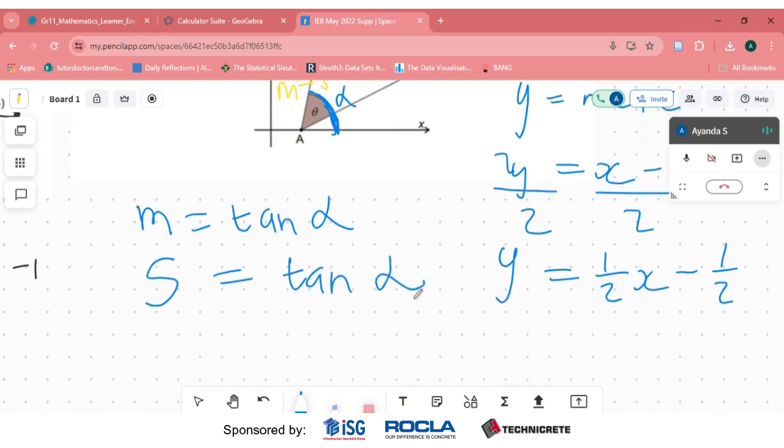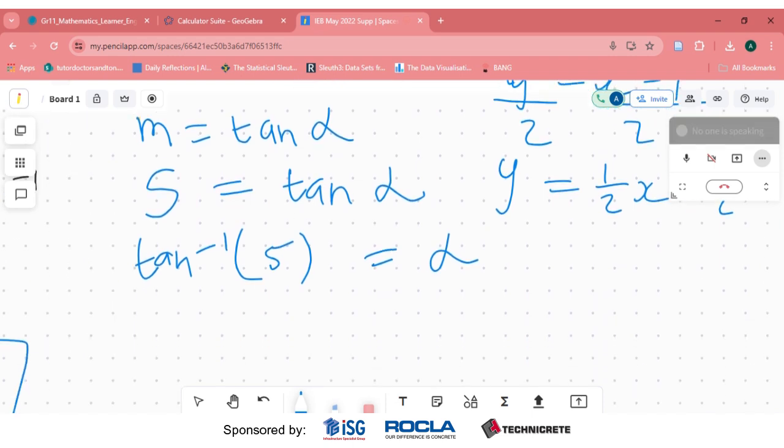If we want to get alpha alone, we can take the inverse of tan of 5. So that would be tan to the power of negative 1 of 5 is equal to alpha. And if we type this into our calculators, shift tan of 5 would give us 78.69 degrees. And that would be alpha.